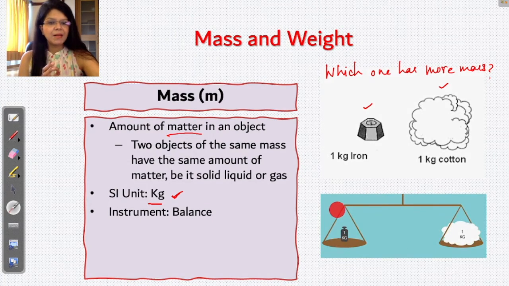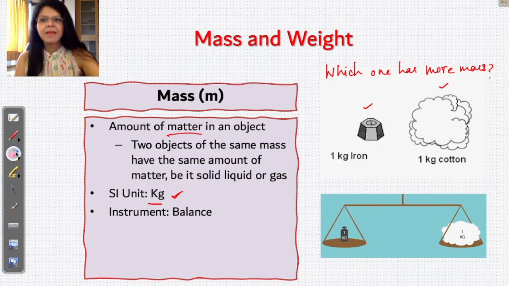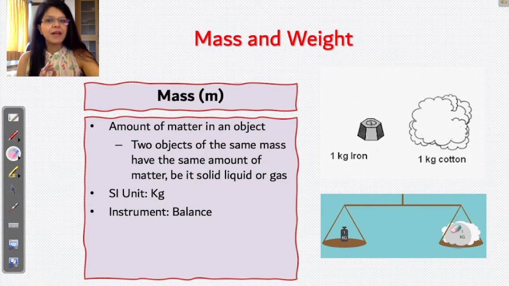If you put them on a balance, the instrument which is used for measuring the mass, you'll see that the balance will be balanced. It will be perfectly horizontal, right? So it is a very important understanding. Why? Because if you understand mass, you'll understand weight. Mass and weight are related. Let us now move on to understand what is weight.